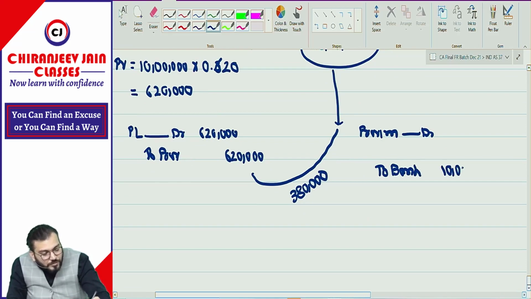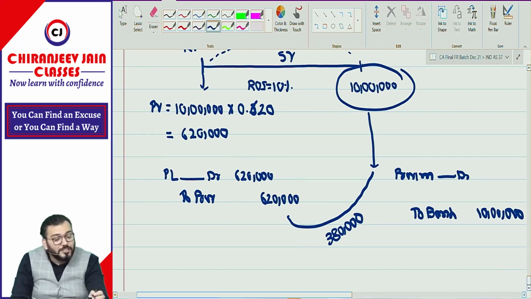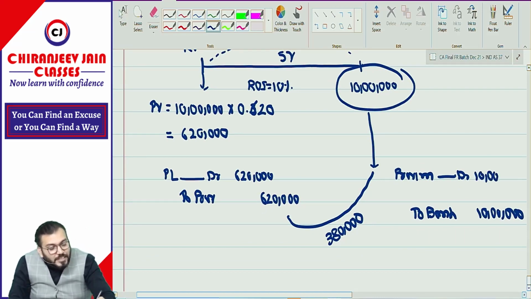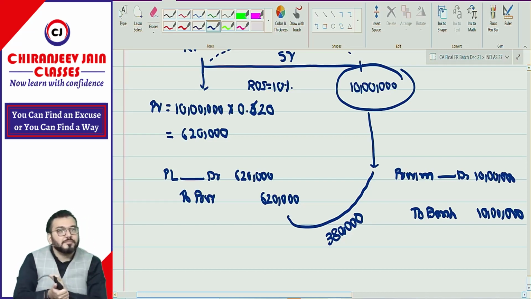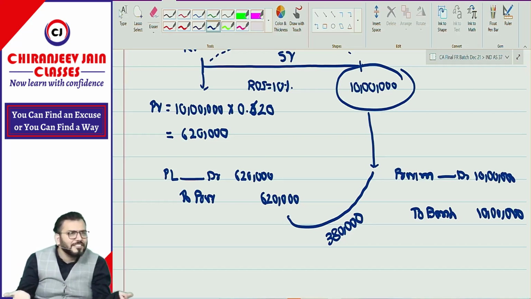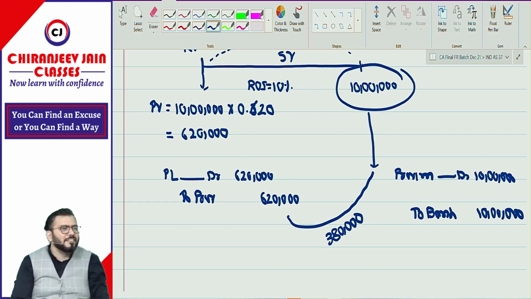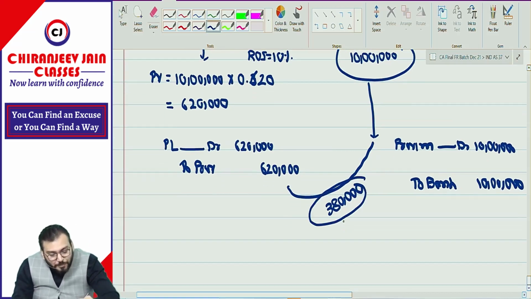Say yes or no. So my question to you all: at the end of the 5th year, 6,20,000 should become 10 lakh. The difference between these two is 3,80,000. So what is this 3,80,000? The difference between present value and future value is what? Interest. Interest only, right. So can you say this is the interest component?